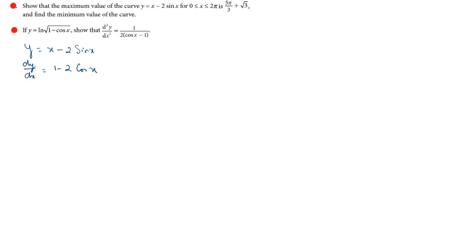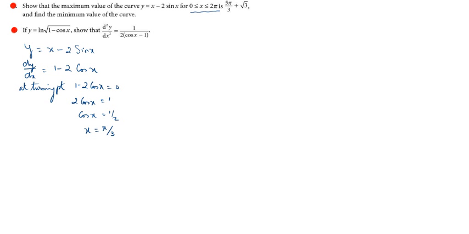So at turning point, dy by dx is equal to 0 means 1 minus 2 cos x is equal to 0. So 2 cos x is equal to 1. Cos x is equal to 1 by 2. This implies for x is equal to pi by 3, cos x is 1 by 2. There is one more value for x because the range of value is given 0 to 2 pi.